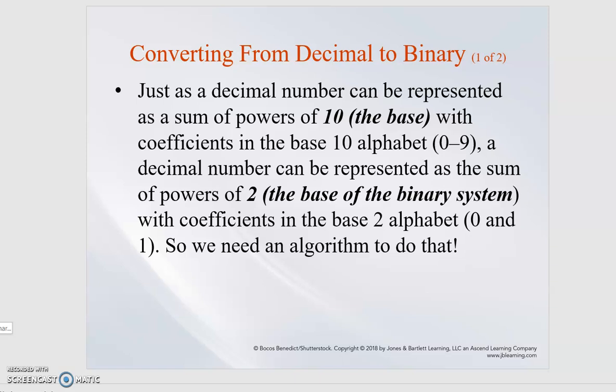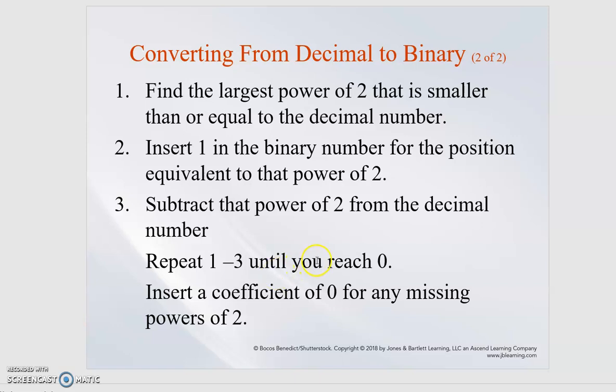So the goal is just to understand how we can convert a decimal number to a binary number, right? Just see the mechanisms, okay? So how do we do that? Find the largest power of 2 that is smaller than or equal to the decimal number. Insert 1 in the binary number for the position equivalent to that power of 2. Subtract that power of 2 from the decimal number. Repeat operations 1, 2, 3 until you reach 0.